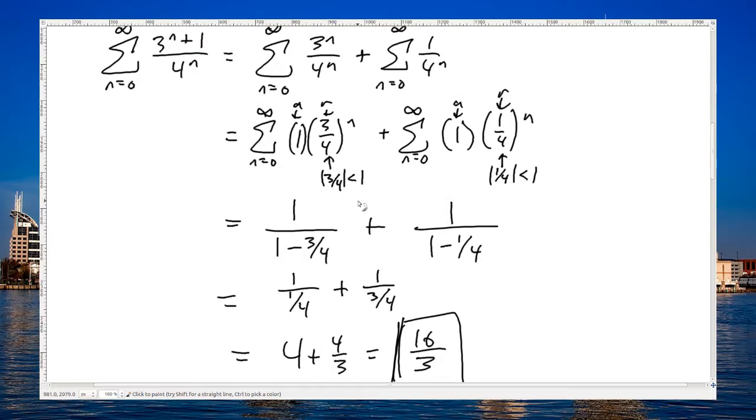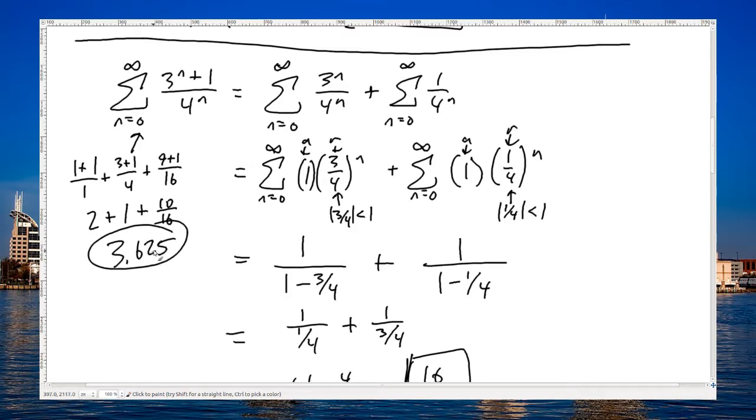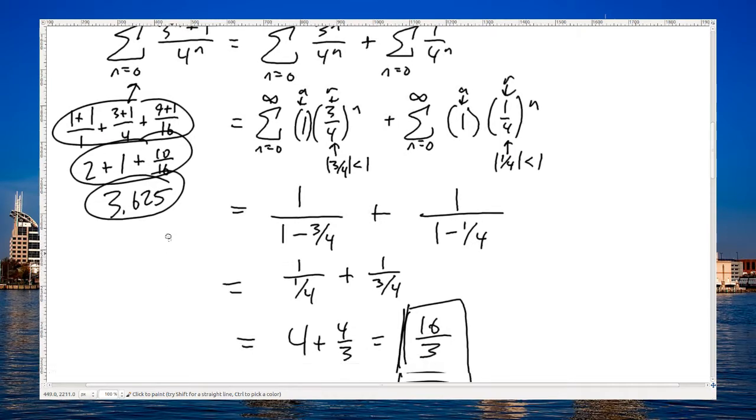And if you want to convince yourself of this, well, just come up here to this infinite sum. What am I actually adding up? I'm adding 3 to the 0 plus 1 over 4 to the 0 plus 3 plus 1 over 4 plus 9 plus 1 over 16. So what do I have? I have 2 plus 1 plus 10/16. So already I have here 10/16 is, plugging that into a calculator, I have 3.625 for just the first 3 terms.